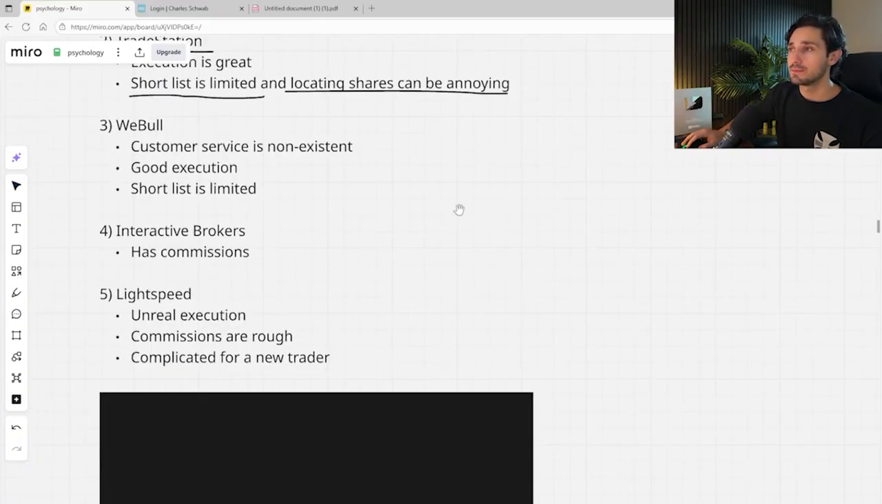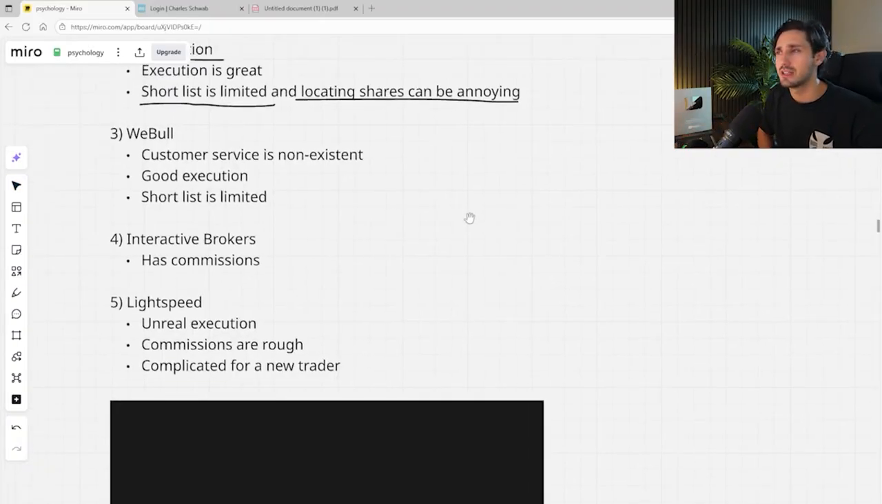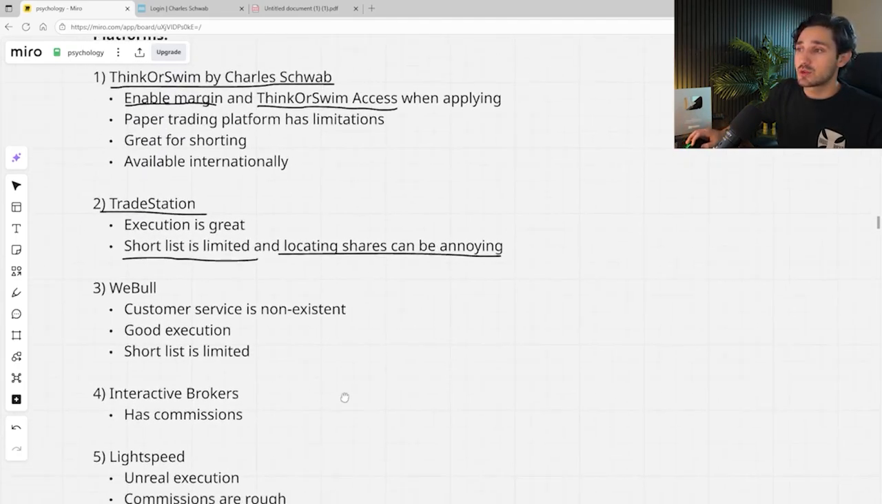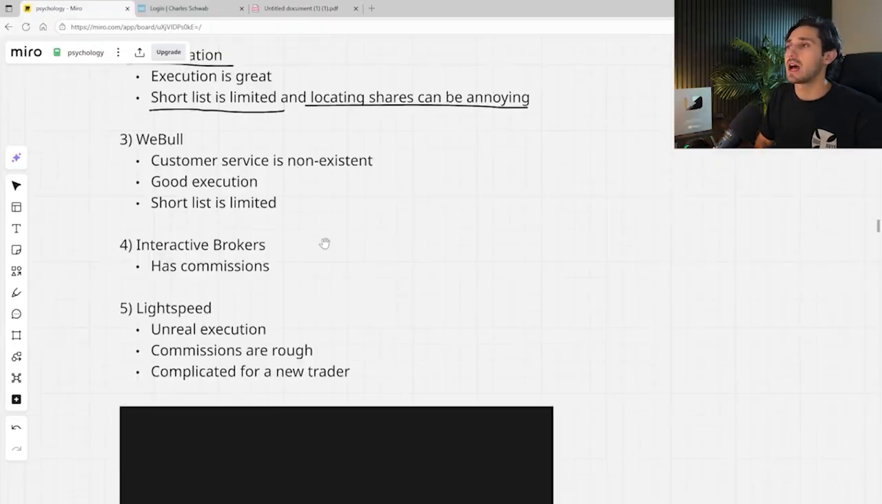Now let's go over Webull. I've never used Webull actually. However, I've had students that have used Webull. It's a pretty good platform execution-wise, but similar to TradeStation, the short list is limited. I don't think they really have that good of price improvement, and the customer service is non-existent. Okay, so if you're stuck in a trade and you want to call their front desk, no one's going to pick up. Yeah, the customer service just isn't good. So between Webull, TradeStation, and Thinkorswim, I would obviously use Thinkorswim, but Webull is still a solid option.